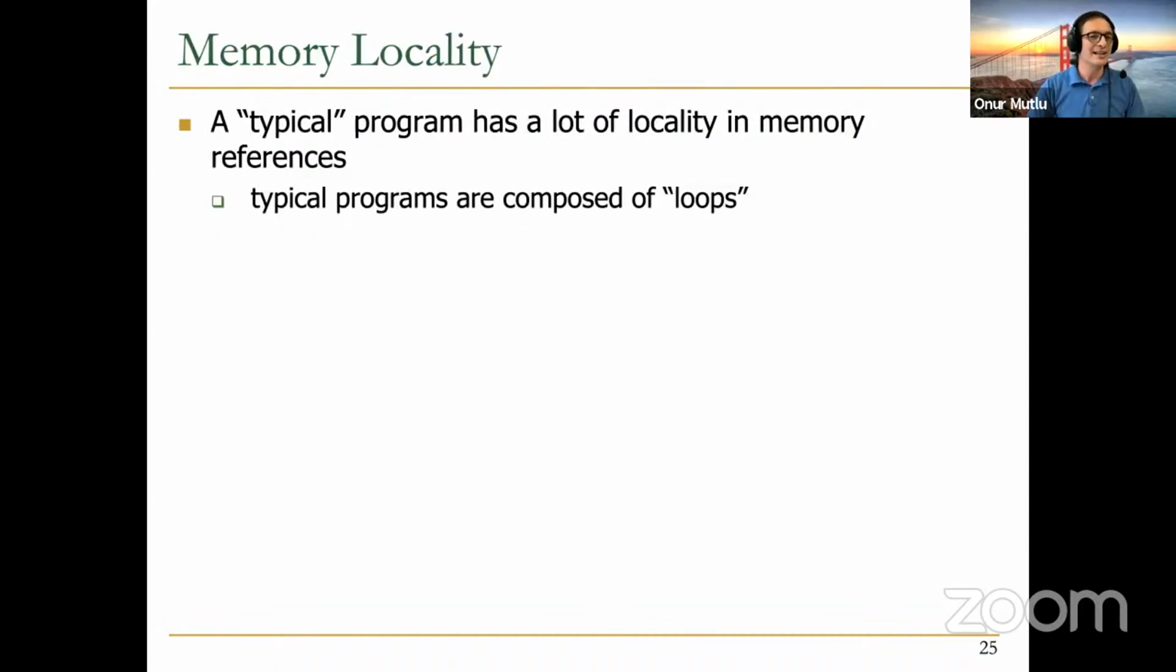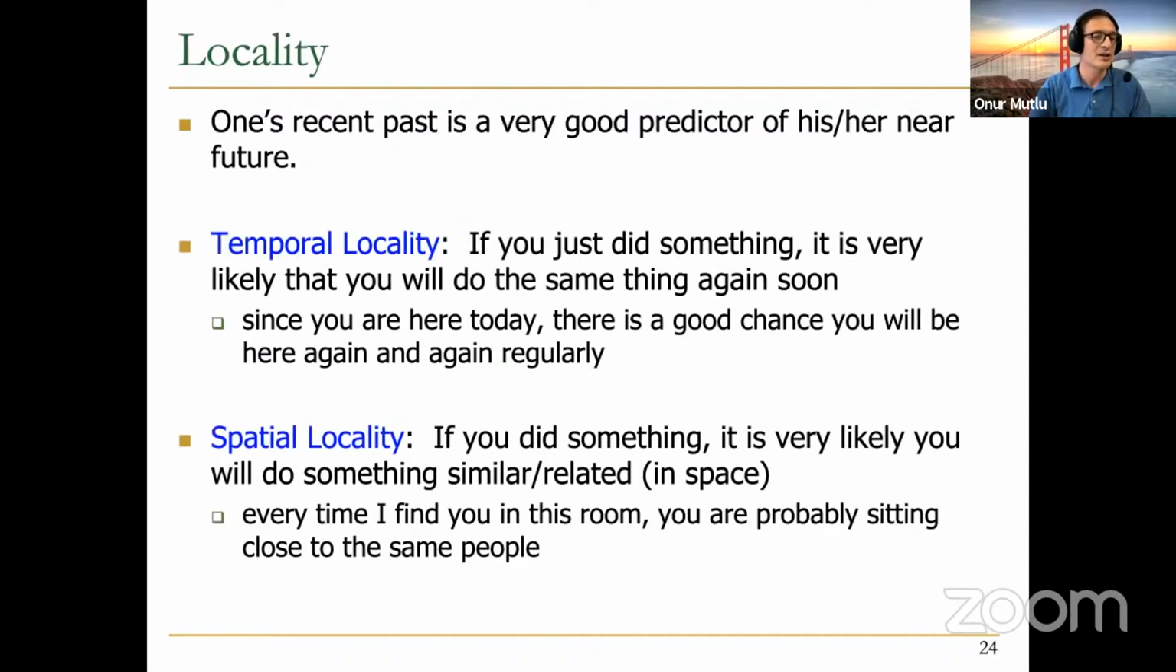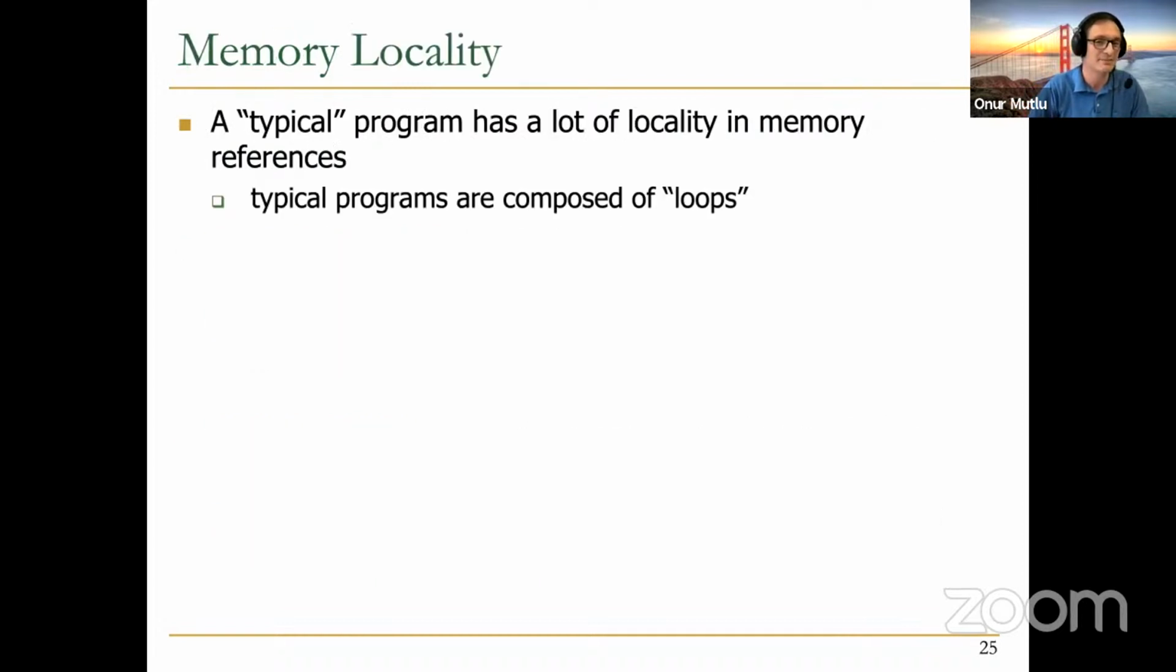Okay, so memory locality in the case of memory references refers to the fact that a typical program has a lot of locality in its references. And basically, it's temporal and spatial locality. So I'm going to narrow down these temporal and spatial locality definitions to the memory system and programs a little bit. One of the reasons is typical programs are composed of loops, but that's not the only reason. Loops tend to iterate, and they tend to access different data, as you have seen earlier.